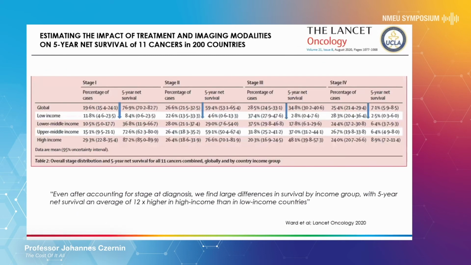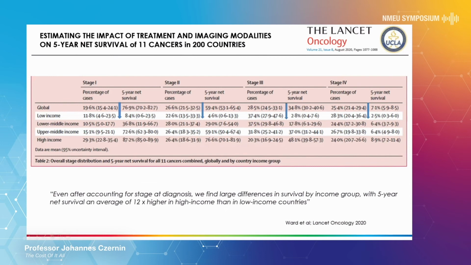And here's some more data taken from a recent publication in Lancet Oncology, led by investigators from Harvard, Sloan Kettering, and the International Atomic Energy Agency, in which the impact of treatment and imaging modality availability on 5-year cancer survival was estimated. The table shows stage distribution and 5-year survival for 11 selected cancers stratified by income levels. And these data are really sobering.